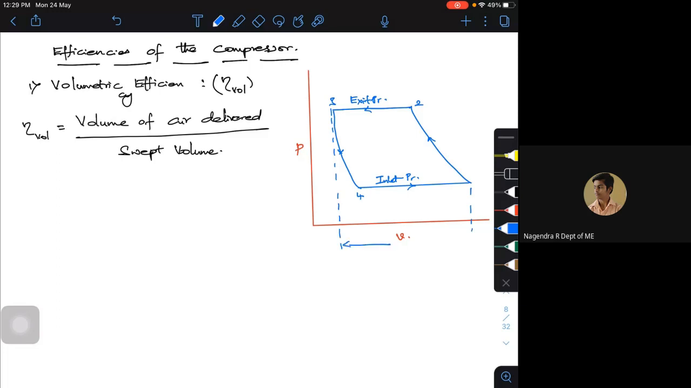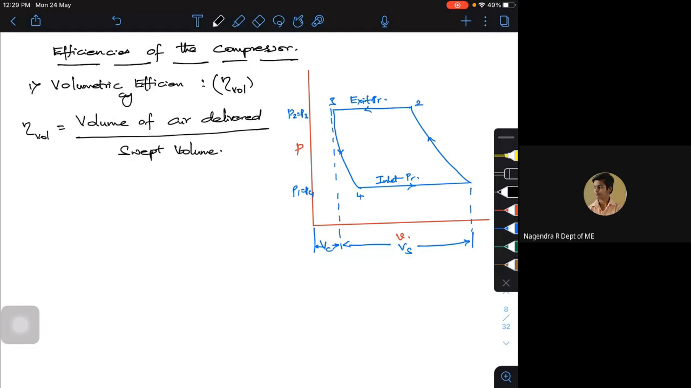This will be my swept volume. We call this Vs, stroke volume or swept volume, and this is my clearance volume, and this is my P2, which is also equal to P3, and this is my P1, which is also equal to P4. So this is what we have already seen. Same thing I am rewriting.